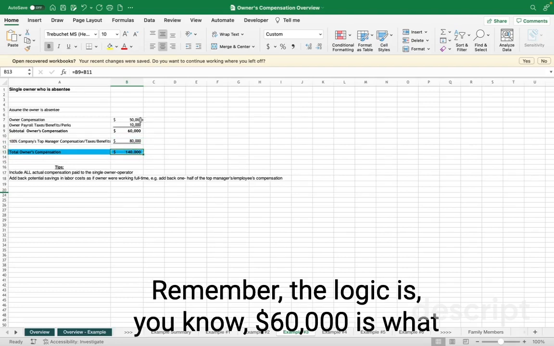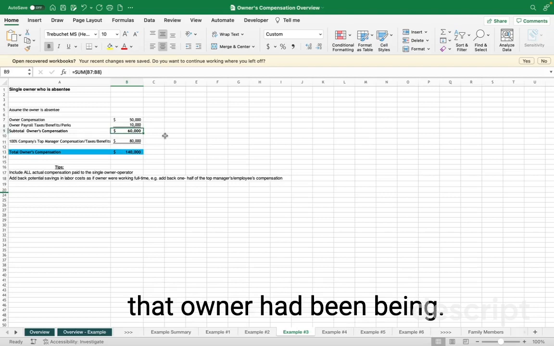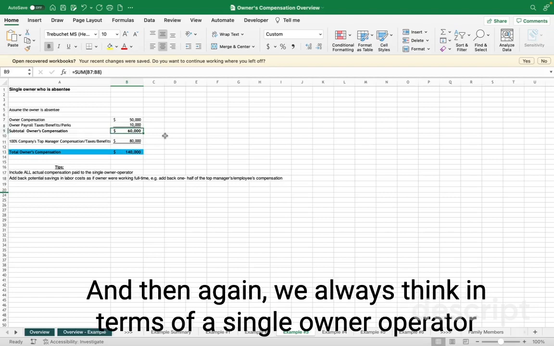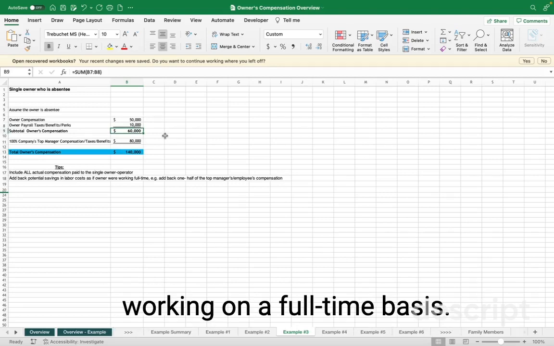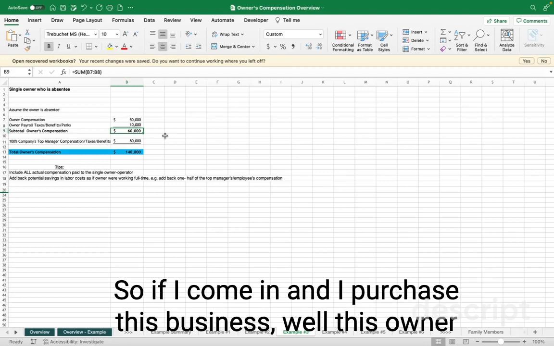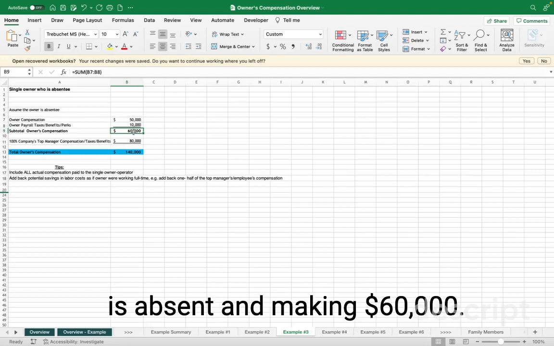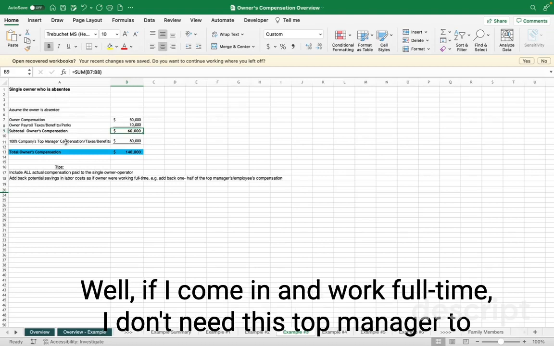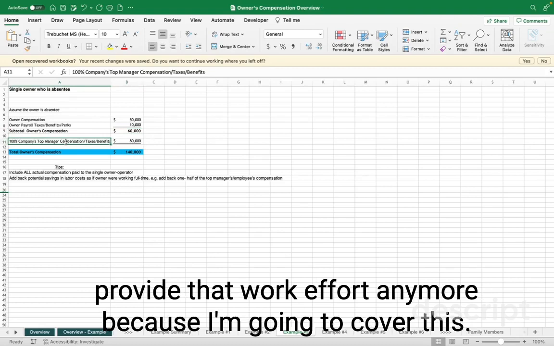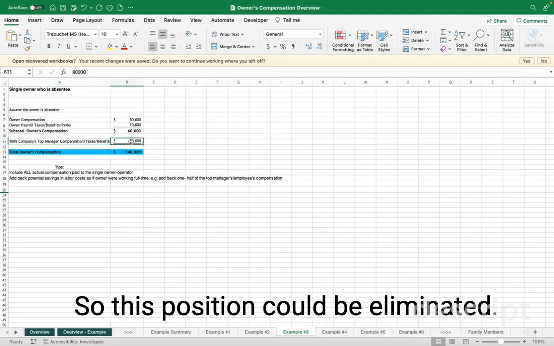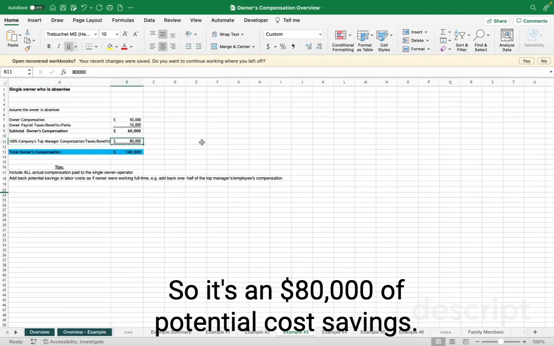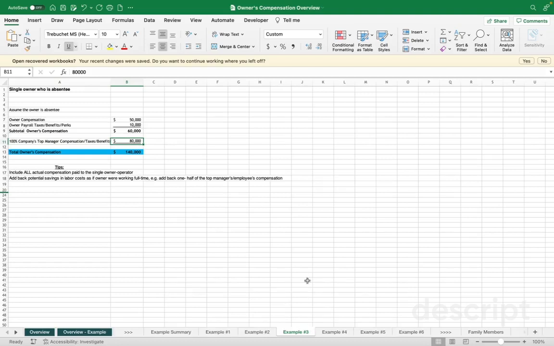Remember, the logic is, $60,000 is what that owner had been paid. And again, we always think in terms of a single owner operator working on a full-time basis. So if I come in and purchase this business, and this owner is absent and making $60,000, well, if I come in and work full-time, I don't need this top manager to provide that work effort anymore because I'm going to cover this. So this position could be eliminated. So that's $80,000 of potential cost savings.